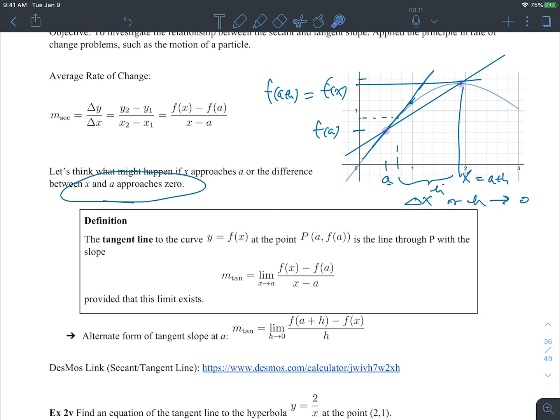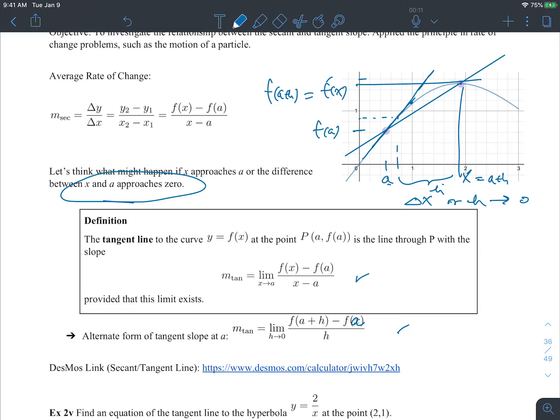So we replace f of x with f of a plus h, and f of a, which is here, with the original height. Oops, that should have been a, my bad. Sorry about that, that should have been a. Okay, so that's an alternate form to this. They're pretty much the same thing.